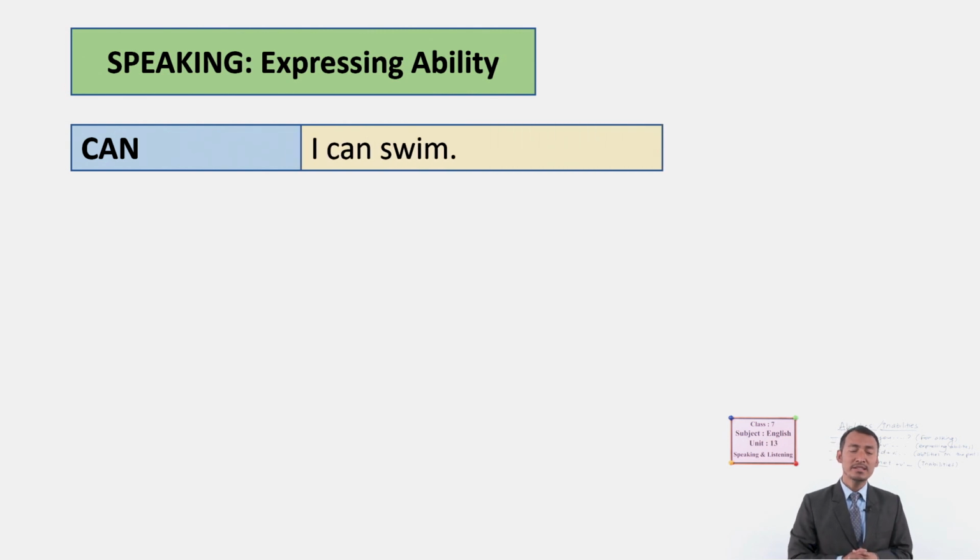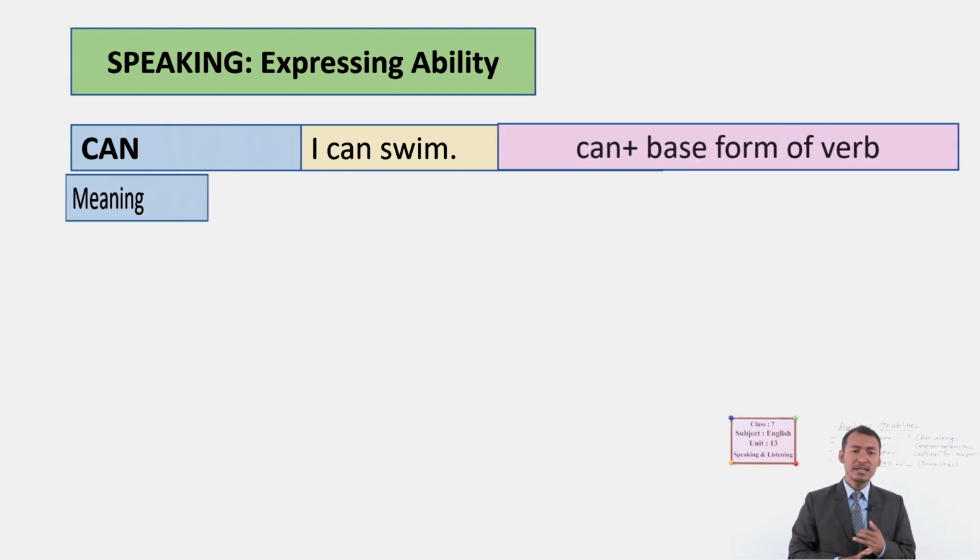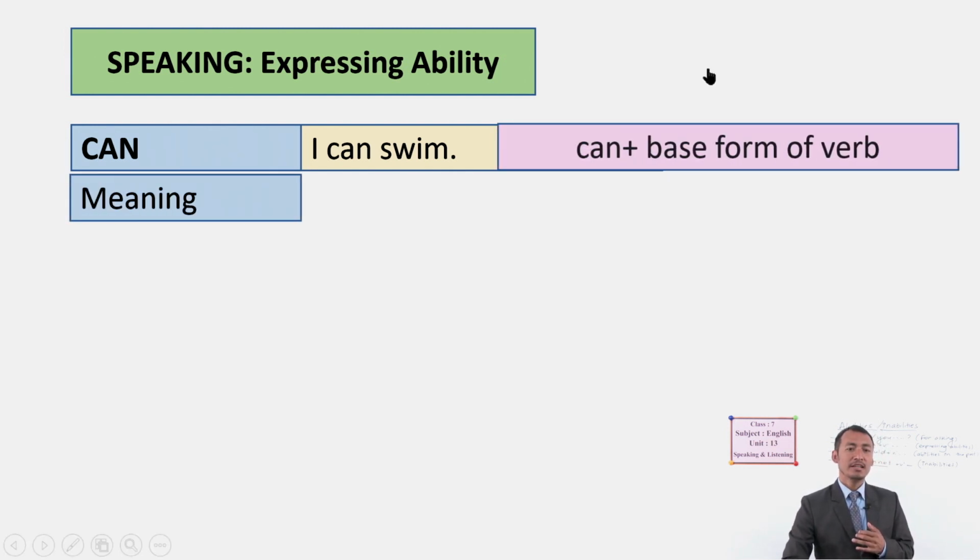So it means I can swim. Okay, I can swim means, you can see here we have subject, can is a modal auxiliary verb, right? And we have the verb here. What form of verb do we have? Base form, or you may say verb one, right? And this is the rule, and you don't use other kinds of verbs after can.